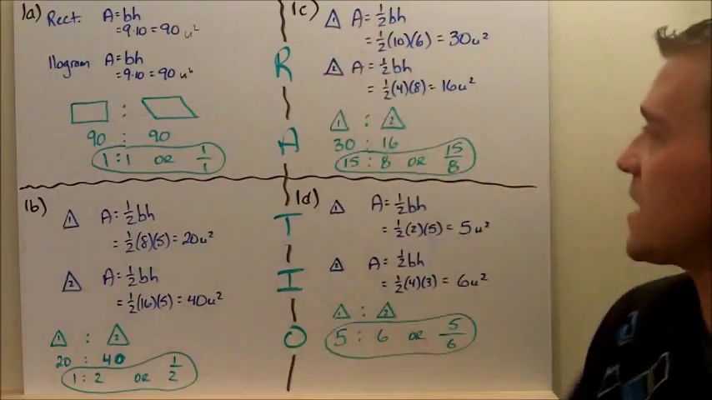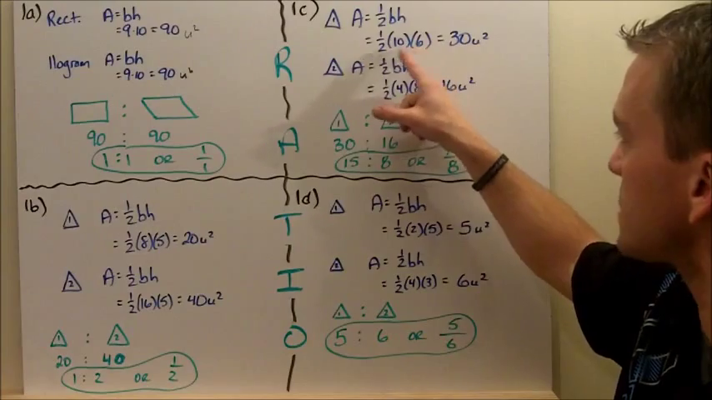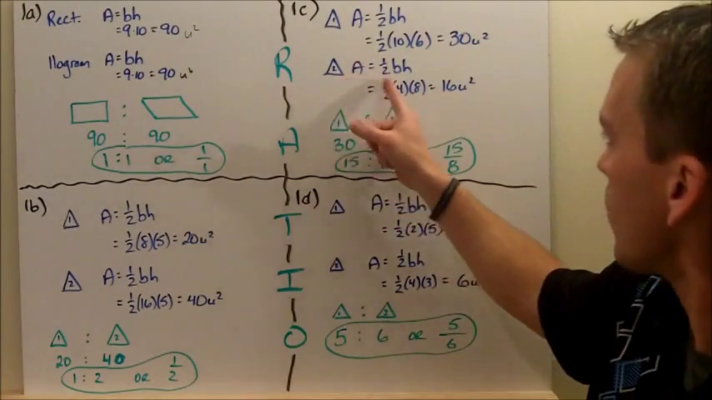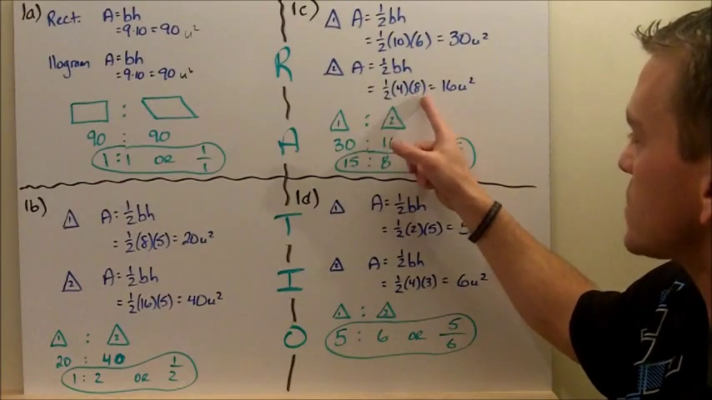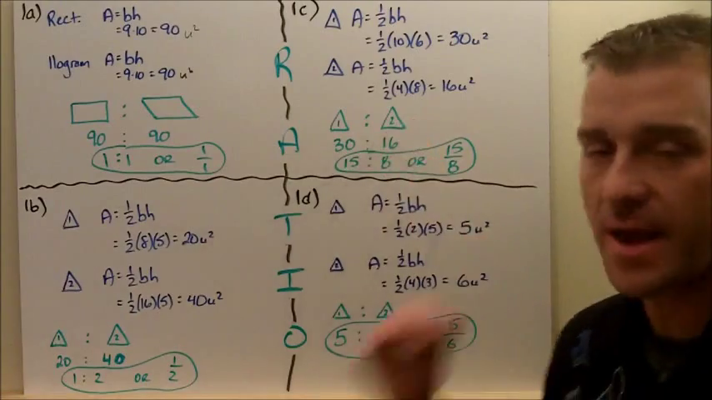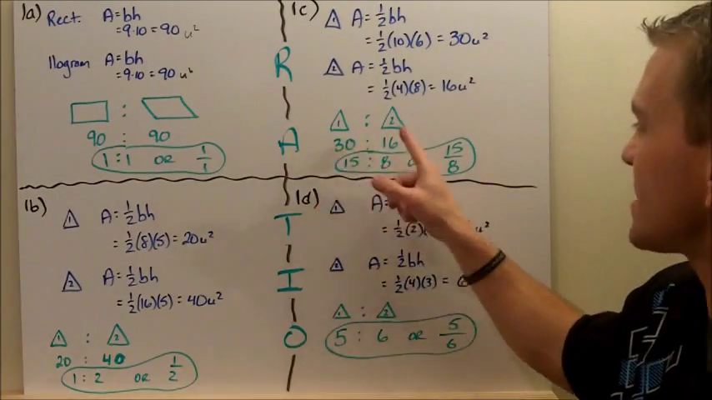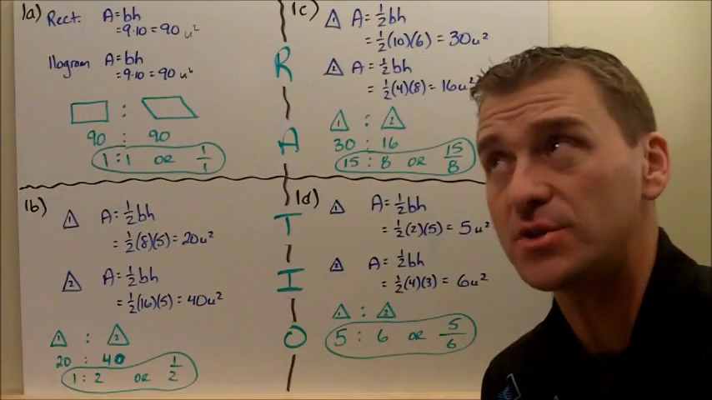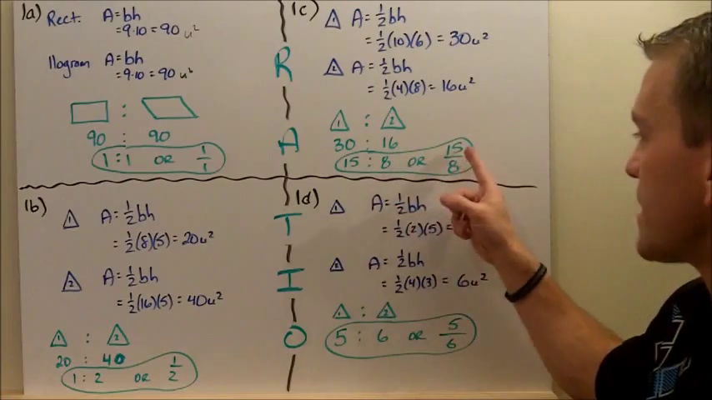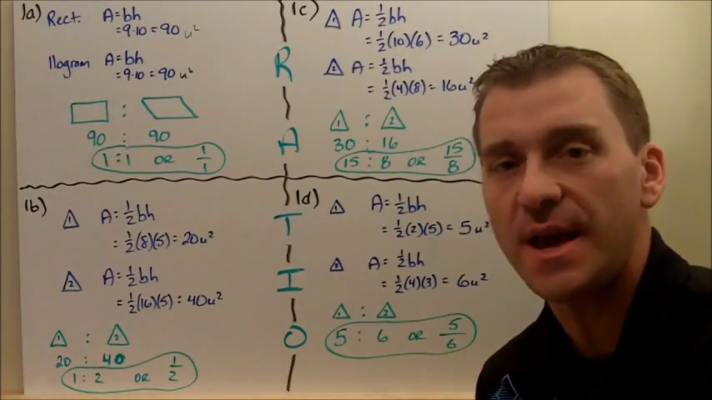Sweet. 1C, two triangles. Triangle on the left, calculating the area is 10 times 6, then half of that, 30 units squared. Triangle on the right, 1/2 base times height, 1/2 times 4 times 8, which gives you 16 units squared. Triangle on the left to triangle on the right, the ratio of their areas is 30 to 16. That would reduce by 2, which would be 15 to 8. And there's your answer, 15 to 8. So the ratio of their areas is 15 to 8.